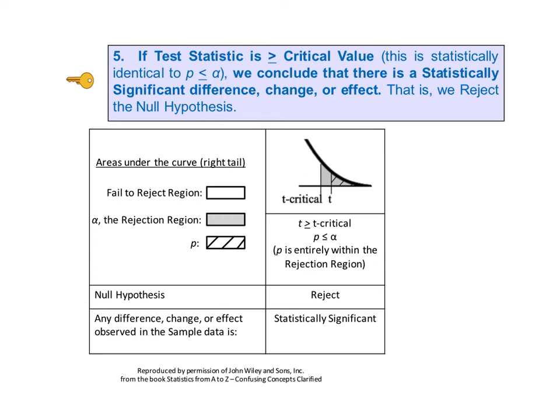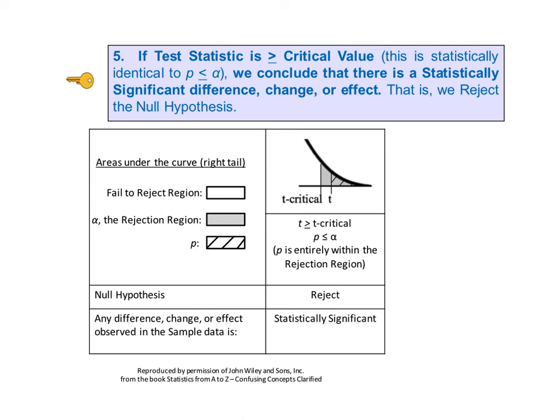Let's say that we have selected alpha to be 5%. Then the white area to the left has an area of 95%. This is called the fail to reject region. And the hatched area to the right of the test statistic value t represents p. P is the probability of an alpha error.